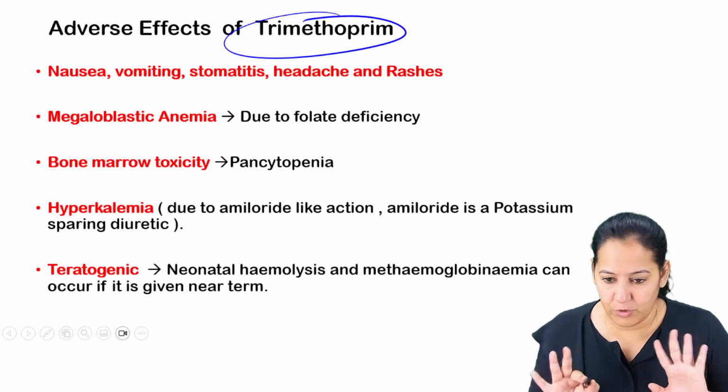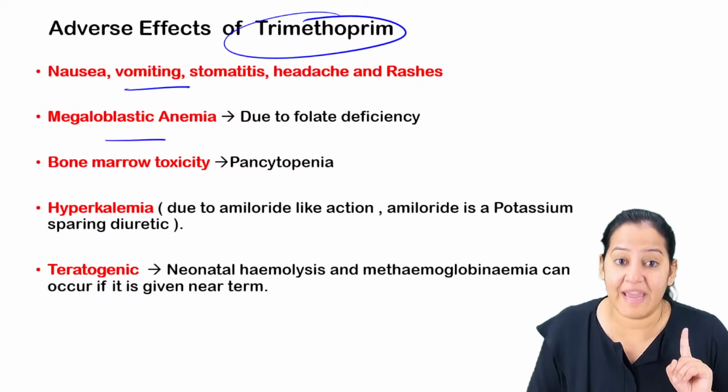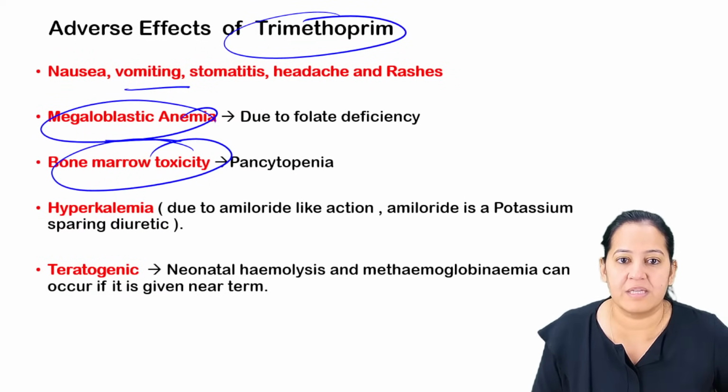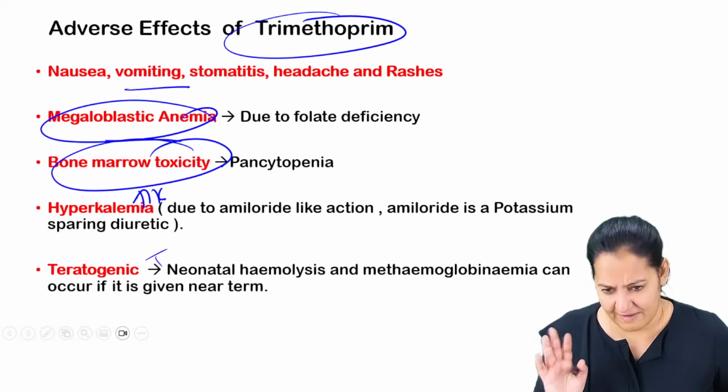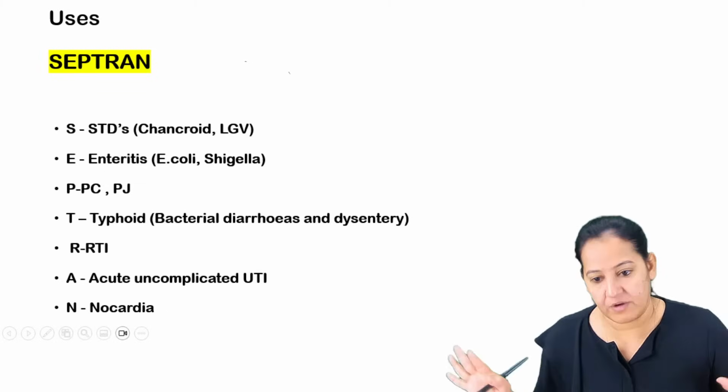They are generalized. There is no mnemonic for that. And it causes vomiting, megaloblastic anemia, bone marrow toxicity, increased potassium in the blood, and teratogenicity. So you can learn. I will explain. And the uses of both of them are the same.